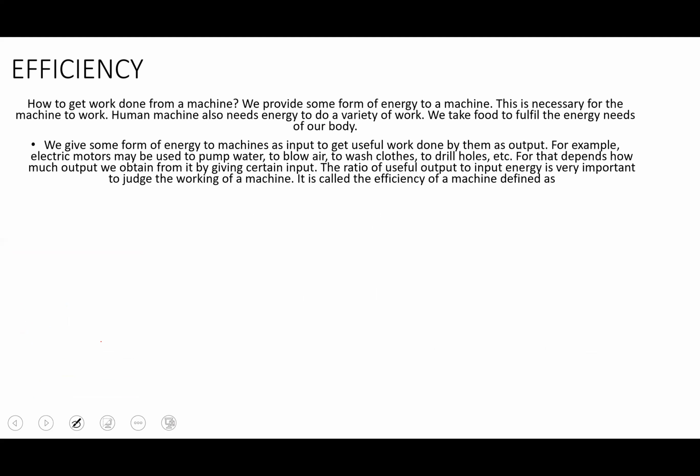That means, in this paragraph, everything does work with a certain capability. Somebody does better work than the other, and that comparison will be defined over here. We give some form of energy to a machine as input to get useful work done by it as output. For example, electric motors may be used to pump water, to blow air, to wash clothes, to dry clothes, to drill holes, etc. That depends on how much output we obtain from it.